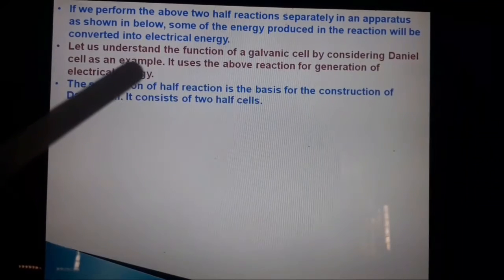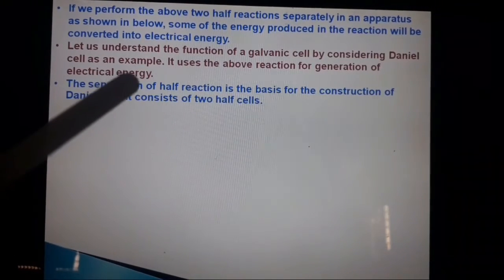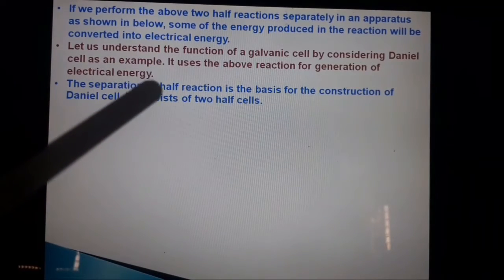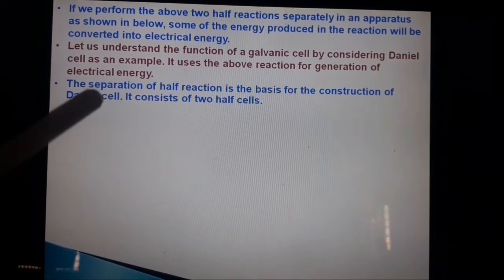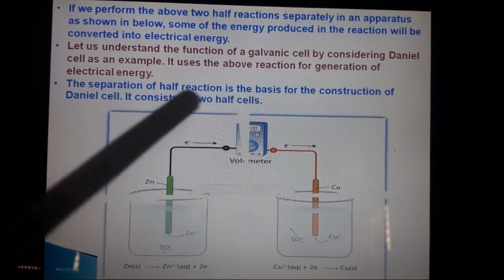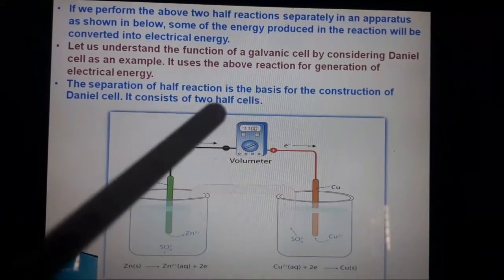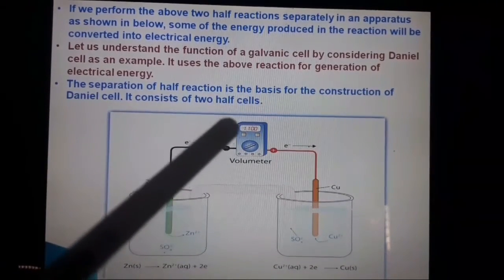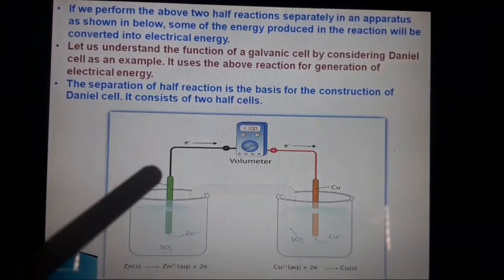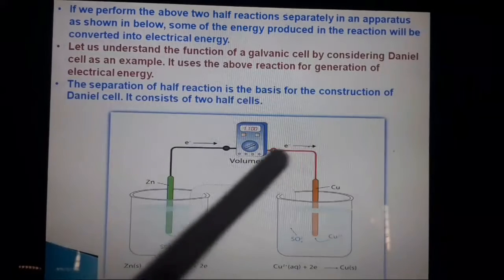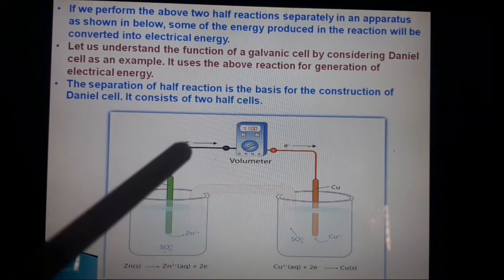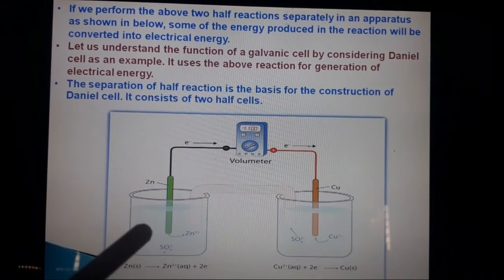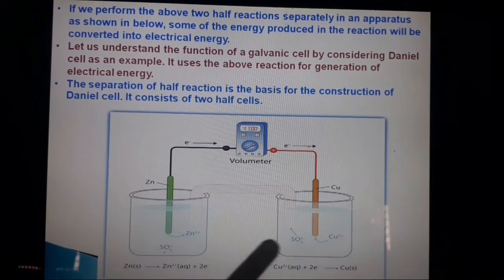Okay. Now the function of the galvanic cell, considering the Daniel cell as the example. The above reaction generates electrical energy. The separation of the reaction is the basis of construction of the Daniel cell. It consists of 2 half cells, one oxidation half and another reduction half. This is the concept. Now the 2 half cells: one beaker has zinc and zinc sulfate, and another half cell is copper and copper sulfate.